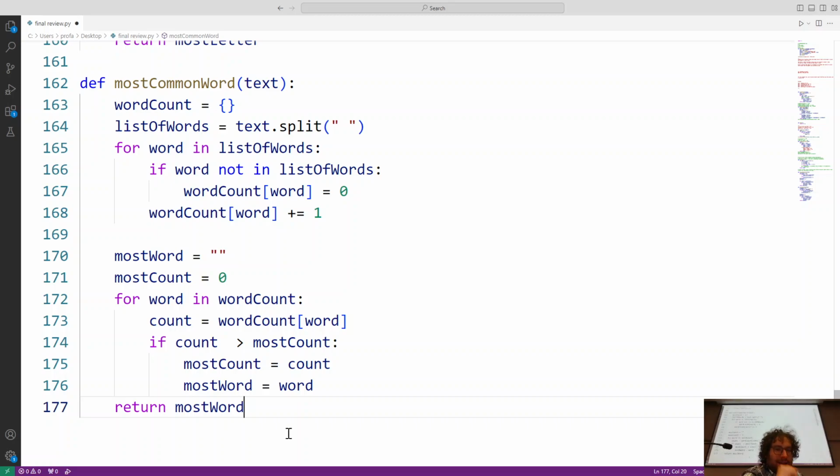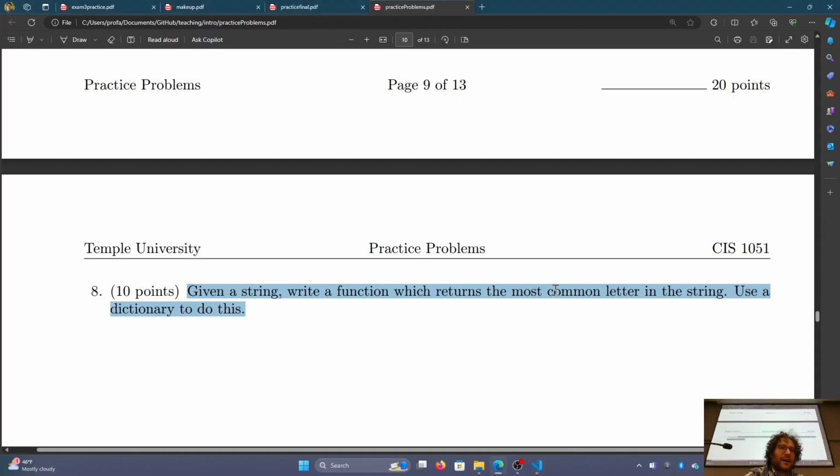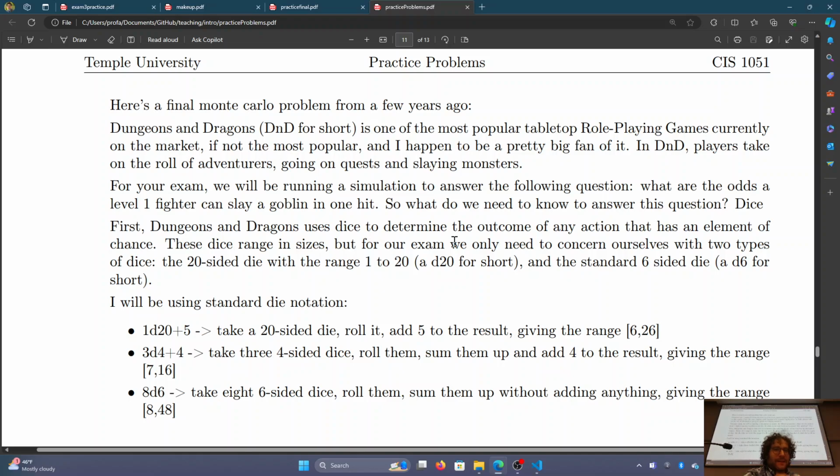So now we're going to go over one of the questions that I think a lot of students I had noped on when I gave it out in an exam a while ago. So here's a Monte Carlo from a couple of years ago. Dungeons & Dragons, D&D for short, is one of those popular tabletop role-playing games currently on the market. If not the most popular, and I'm a pretty big fan of it myself.